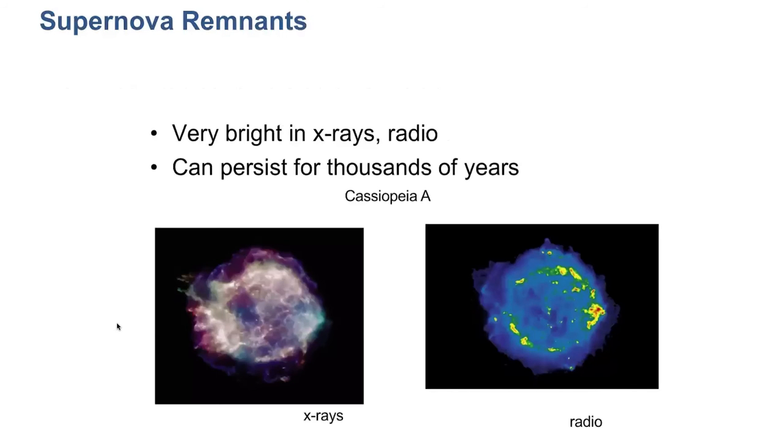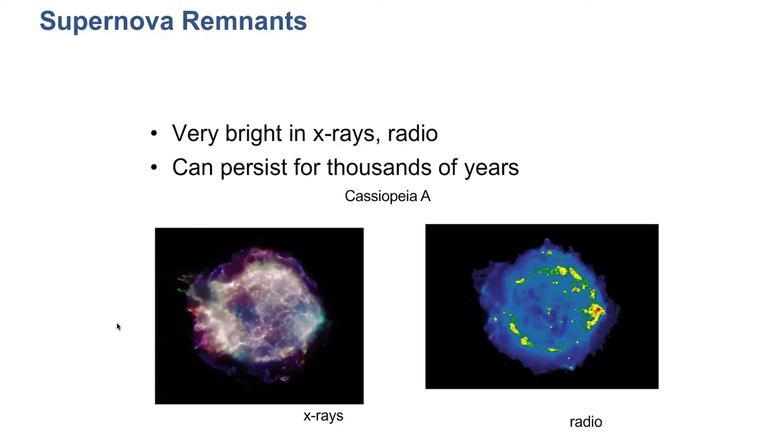Okay, they're also very cool objects. Remnants of supernovae can glow for thousands of years. These things are very, very energetic events. They can be bright in X-rays. Here's an example of a supernova remnant Cassiopeia A in X-rays on the left and in radio waves on the right. Again, it's the same remnant. You're just seeing different aspects of it in these very high energy photons and very low energy photons.